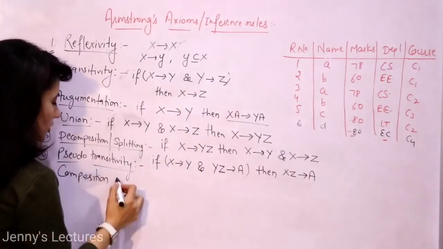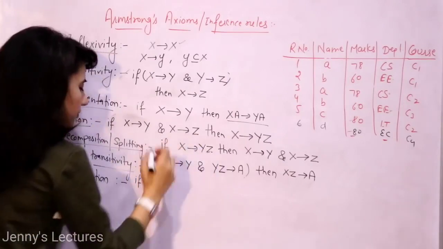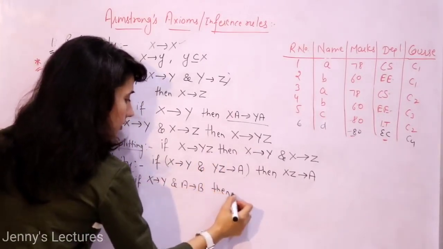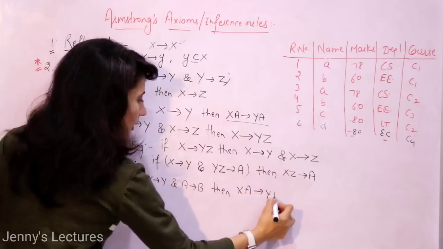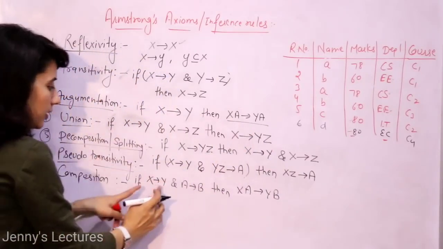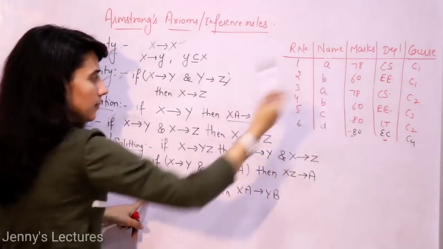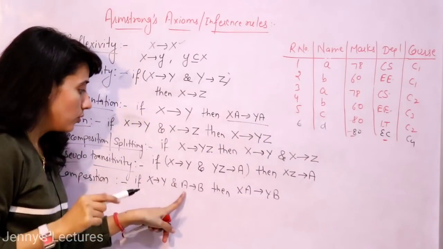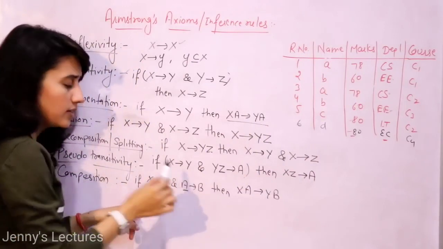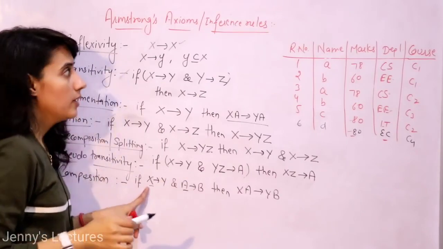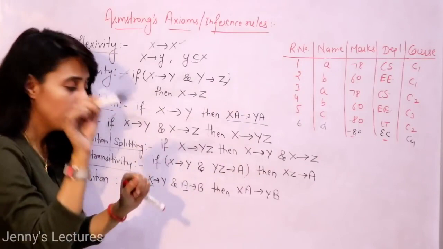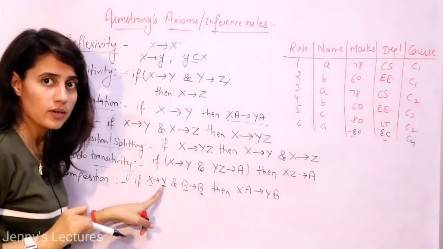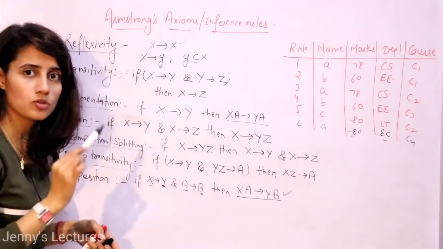And the next rule is composition. This rule says if x determines y and a determines b, then definitely you can write xa determines yb. You can compose these things. X determines y means, suppose, roll number determines name. Second, suppose marks, department determines course. So what you can write, you can combine the determinants of both functional dependencies, meaning roll number, marks, department will determine, combining the dependents of both functional dependencies, name and course. This would definitely be true according to Armstrong axioms.